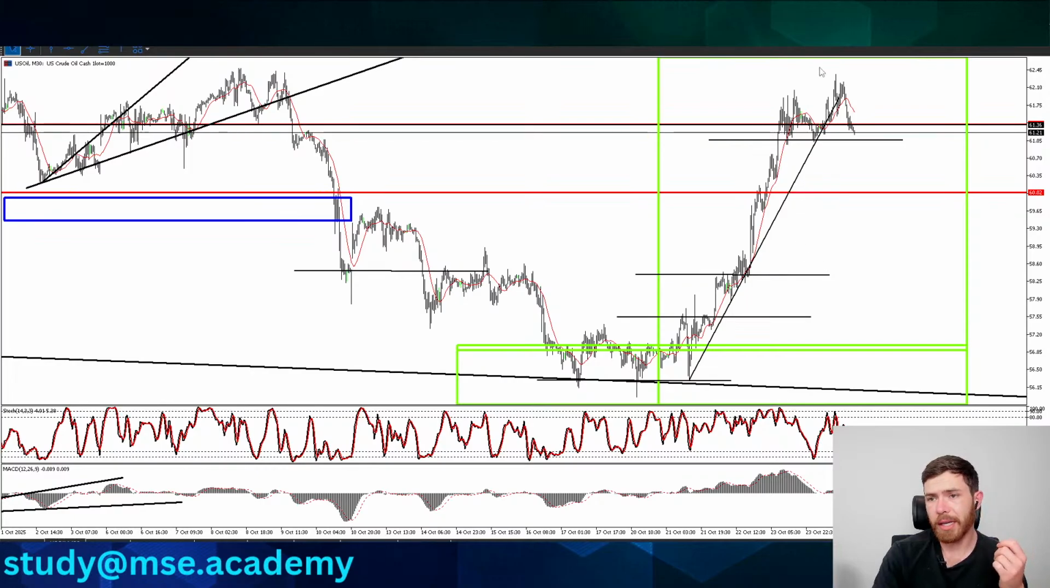But the thing is, sitting at 60, give or take 62.20 at its peak, to move from around about $56 to $62, that's a $6 move. That is a huge amount. That's over 10% that the market has moved just in the last week. So a 10% move up on oil is massive.